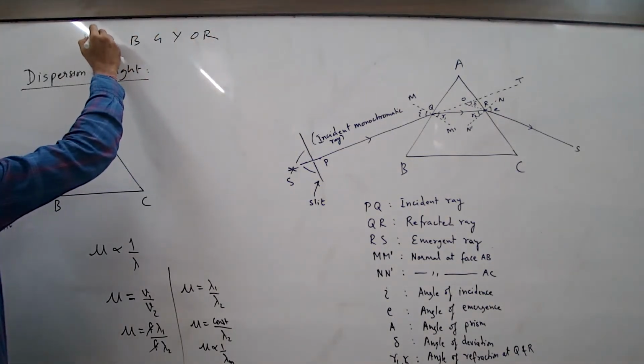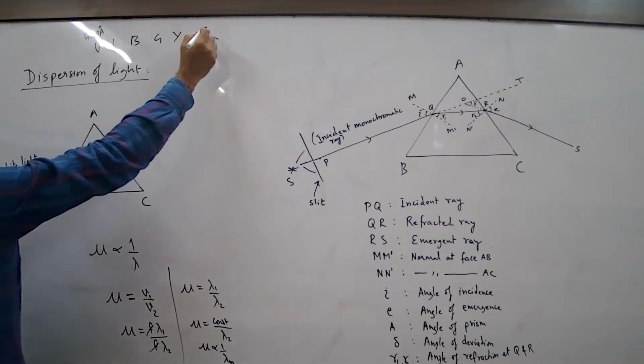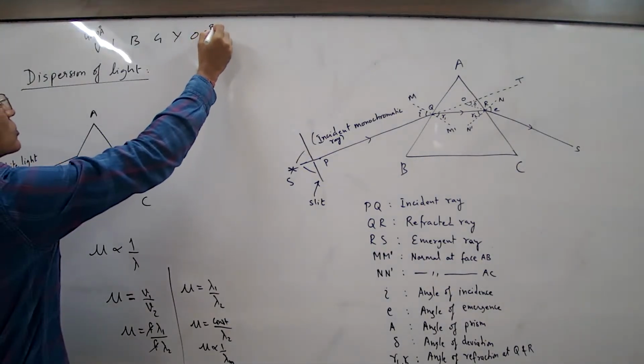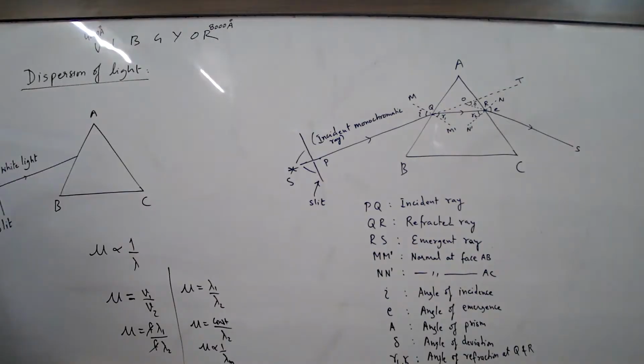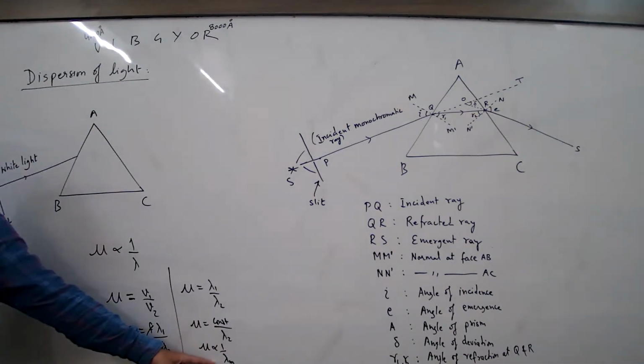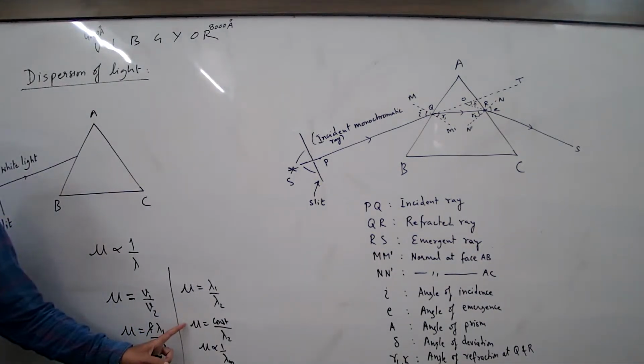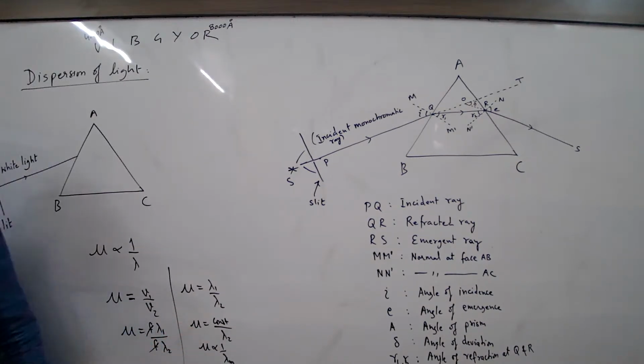This is 4,000 angstrom, and this is 8,000 angstrom. Maximum is for red color. So which color will bend more, violet or red? Violet. जिसका wavelength कम होगा, उसके लिए refractive index will be more. Deviation will be more for violet color.